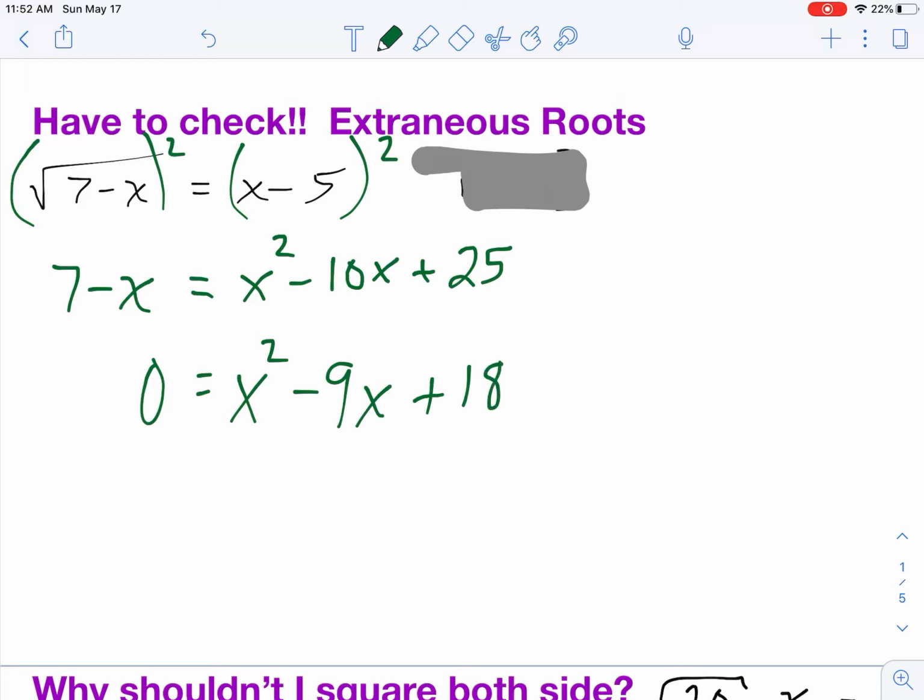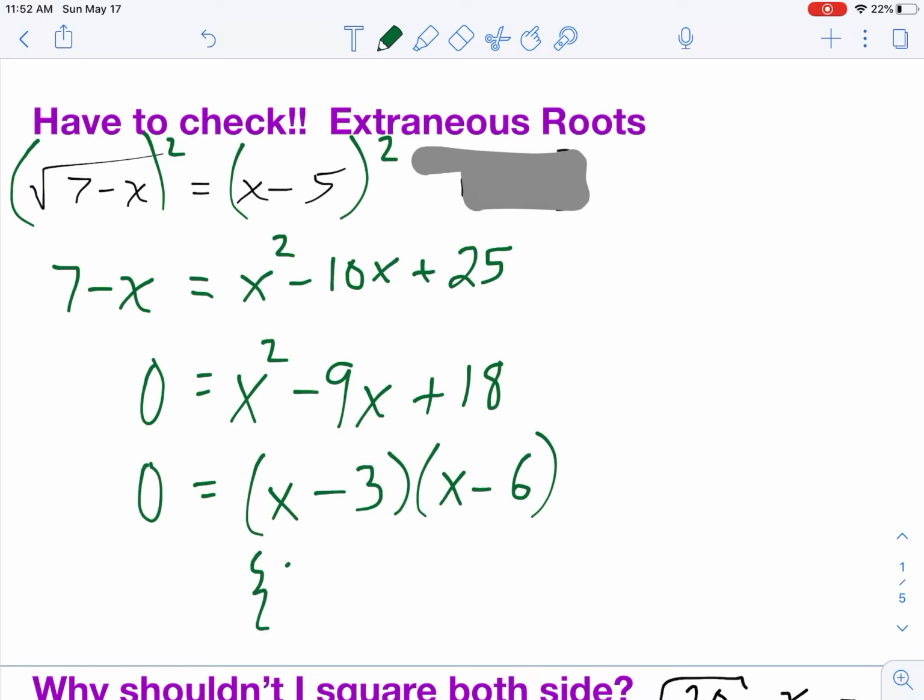Yep, 25 minus 7 is 18. Okay, now I am going to have to factor this. So 18 is 9 and 2, 6 and 3. Ooh, okay, let's do a -6 and a -3. So my solutions are 3 and 6. Sweet, I'm so happy. I'm going to go get a treat from the fridge.